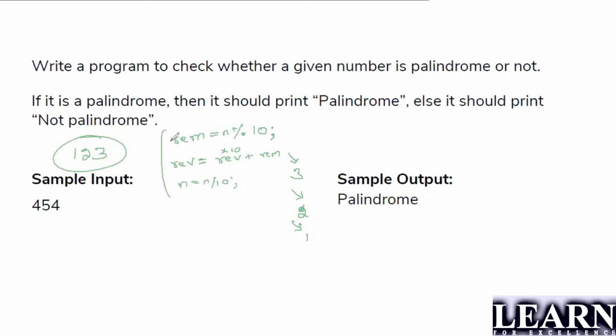Again, you should not do n equals n by 10 here, because if you do, the actual number will get reduced and there will be an update in the actual number. So in order to get rid of that confusion, what you have to do is take a temporary number and copy it. Is it clear? You have to take a temporary number and copy it.